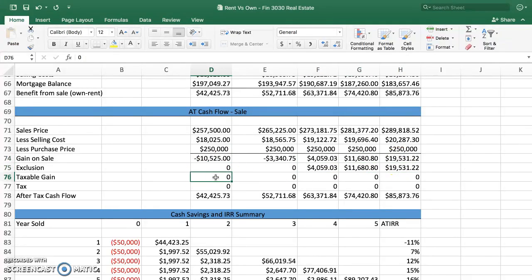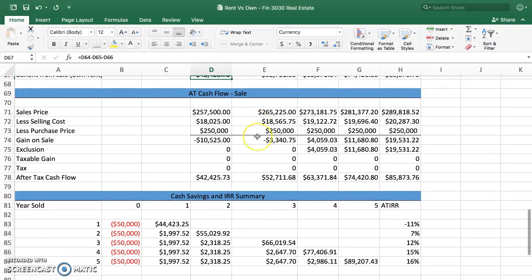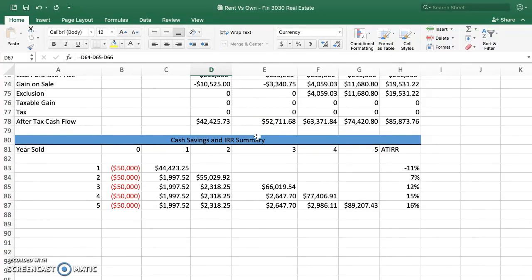And then taxable gain, because we're not in that bracket of $250,000, we are not going to be taxed on any of this. So for both of these, taxable gain and taxes, obviously if there's no tax, there's no taxable gain, and vice versa, they're all going to be 0. So then this after cash flow is just going to be this benefit from sale minus our taxes, but they're all 0, so it's pretty much just the benefit from sale in this specific scenario.